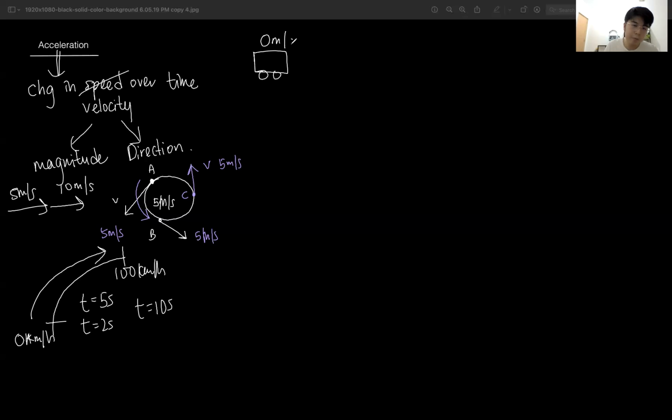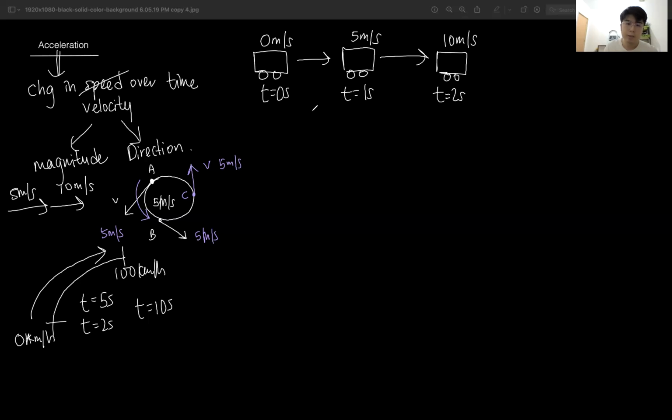a vehicle starting at rest at 0 seconds, and the next second it is moving at 5 meters per second. The next second it is moving at 10 meters per second. To calculate the acceleration, you can clearly see the speed is changing. So acceleration equals, we use the formula again, V minus U divided by T. Take this down. What is V? V is final velocity. U is initial velocity. And T is the time between them.